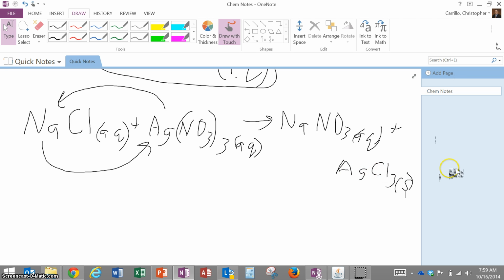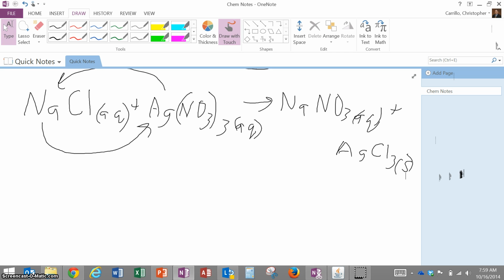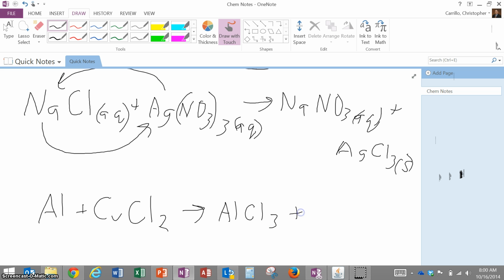Now, this is very different than a single replacement reaction. Remember, a single replacement reaction was something like aluminum reacted with copper chloride, I believe it was, which makes aluminum chloride plus copper. Very different. There is no ionic compound, it is an element. Okay, single replacement. This singly replaces the copper and kicks the copper out.